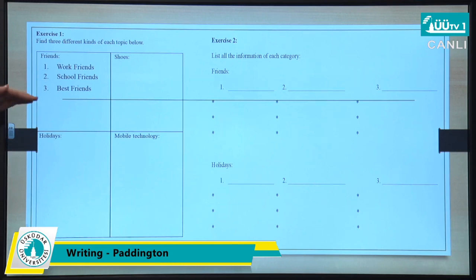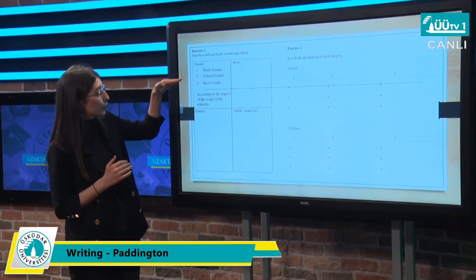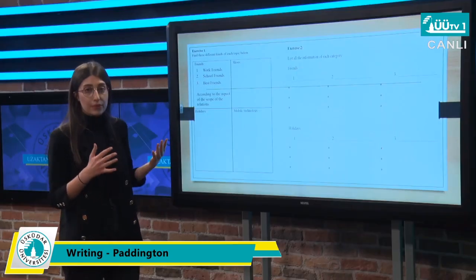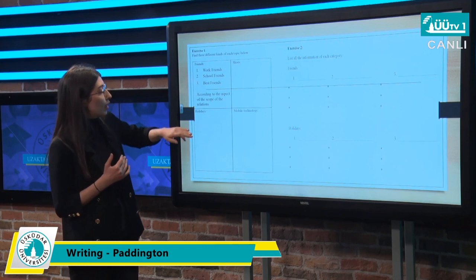Let's say I chose work friends, school friends, best friends. Why did I choose these types? Because I wanted them to be based on the aspect of the scope of the relations, like where did I meet this friend, at work, at school, and my best friends throughout my life.